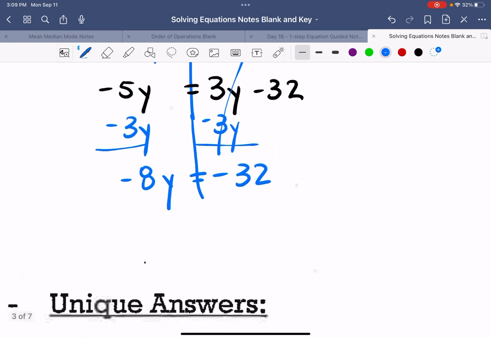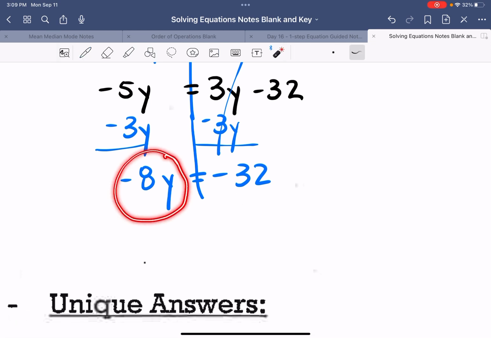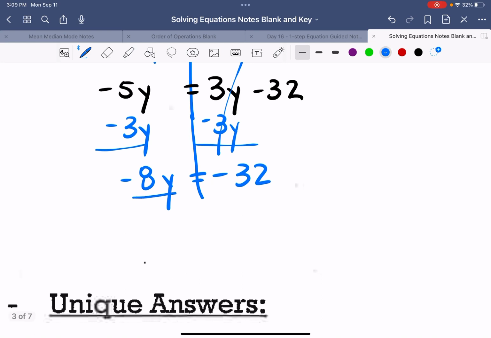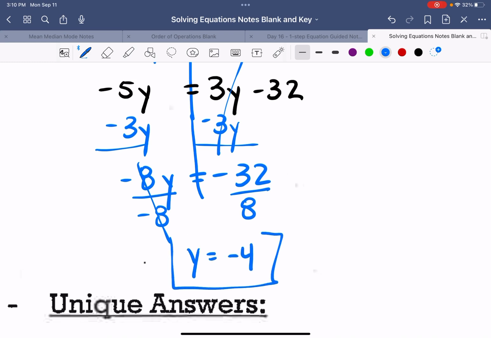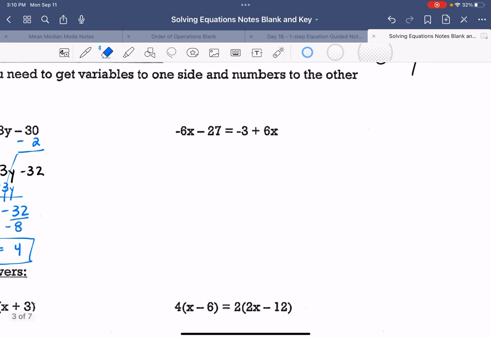And now you have a very nice one-step equation, because now all I'm looking at is a multiplication problem. I need to split up my y and my 8 and get y by itself. So in order to do that, I'm just going to divide by 8, and now you have y is equal to negative 4. Oh, actually, nope, positive 4, because I had negative 8 and negative 32. All right, that's one example.